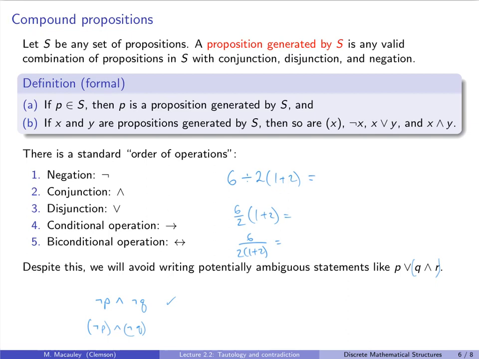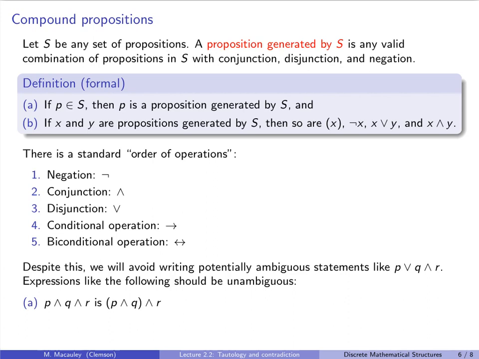I certainly, before making this lecture, did not know that the conditional operator came before the biconditional operator. Like, let's just for fun, let's suppose we had P implies Q if and only if R. I guess technically this is saying that we do this one first. I don't think I would have guessed that. So take-home message is don't be ambiguous if at all possible.